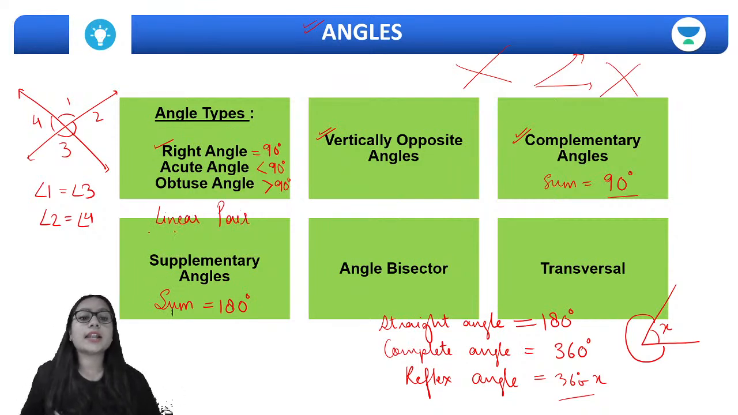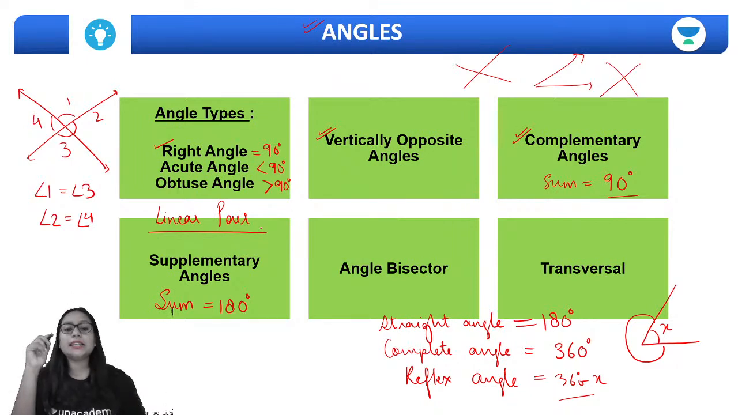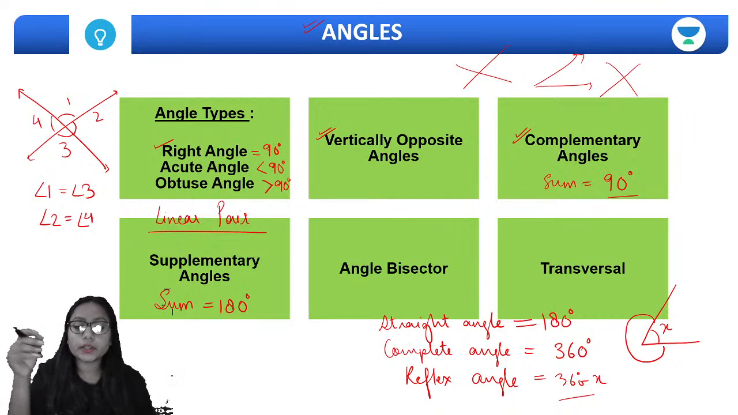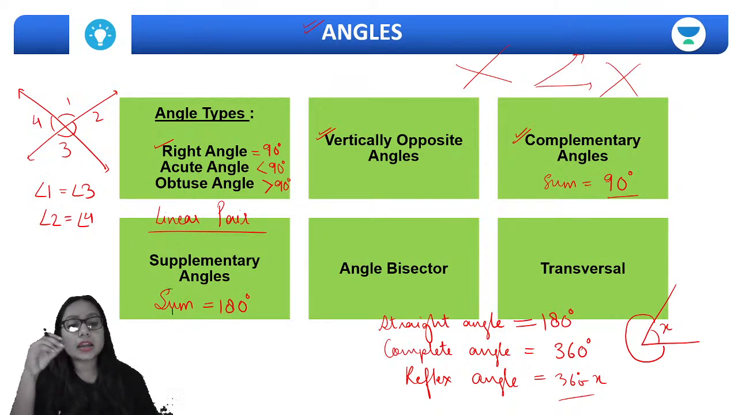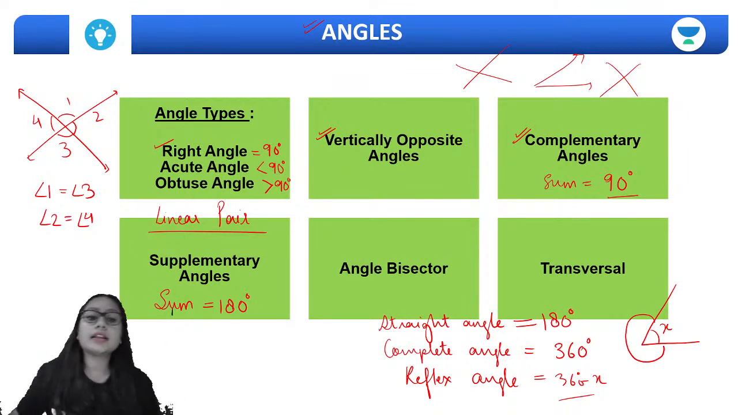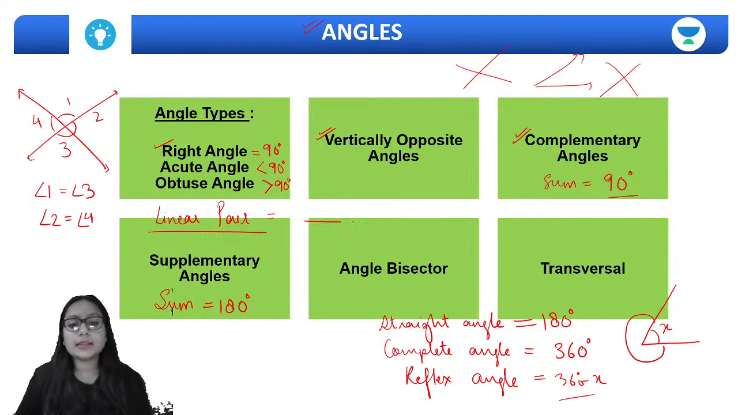Okay, so let us understand the difference between linear pair and supplementary. Any set of angles, whether 2, 3, or 4, are supplementary angles if their sum is 180 degrees. But a linear pair is a pair of angles which lie on a straight line.